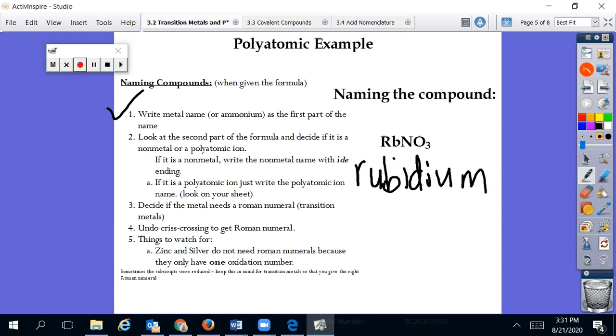Now we look at the second part. Is it just a nonmetal? No, it's not. It's a polyatomic. So now we have to look up the polyatomic and write the name. They're in alphabetical order on our polyatomic sheet. We find out that NO3 is nitrate. And that's it. Rubidium nitrate.